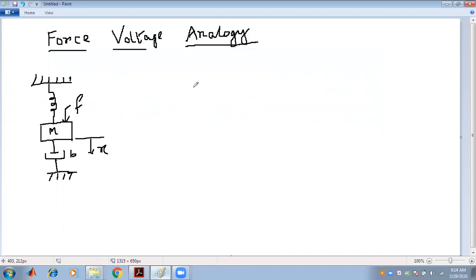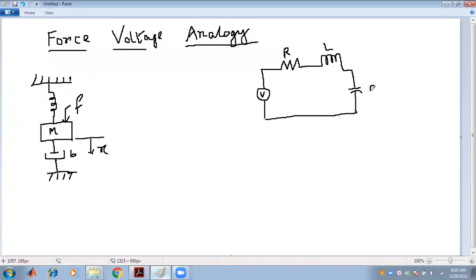So the general equation, and let us take a voltage source. The electrical circuit, the RLC circuit, equivalent to this, how we can make it equivalent. That is an RLC circuit. The voltage that is applied is V, that is R, that is L, and that is the C, and the current that is flowing through the circuit is known as I.